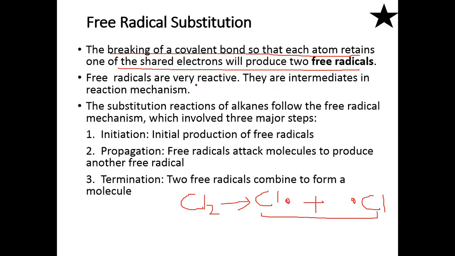Free radicals are very reactive. They are intermediates in the reaction mechanism. The substitution reactions of alkanes follow the free radical mechanism, which involves 3 major steps. The first one is initiation. This is the process where you convert the neutral atom into radicals.